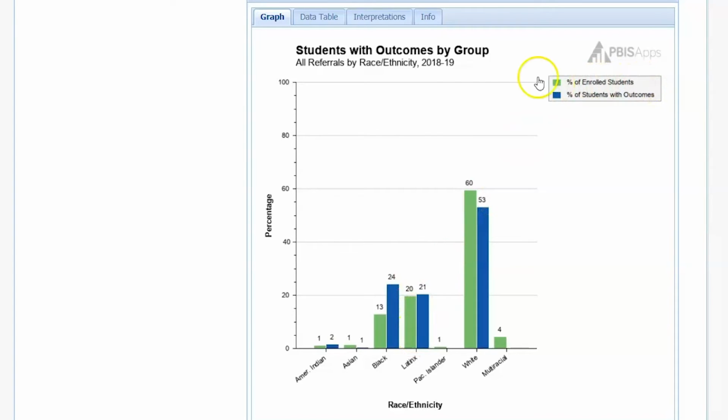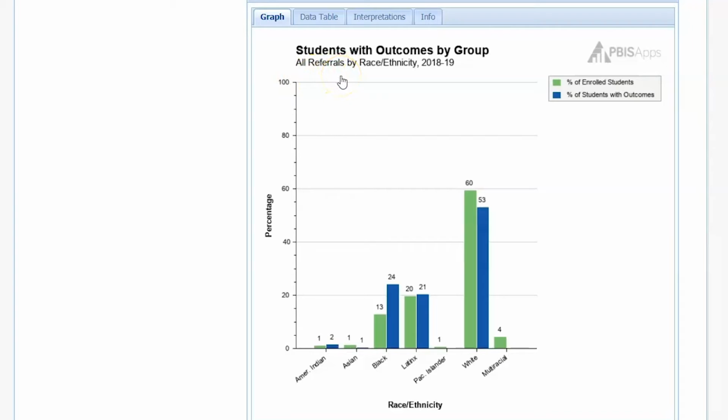We can also see that 60% of the total enrollment identifies as white, 13% identify as black, and so on. So with the green bar, we are talking about the group's percentage of the total school enrollment. The second bar, the blue one, represents a subgroup's percentage of just the students who received at least one outcome. In this example, the outcome we selected was all referrals.